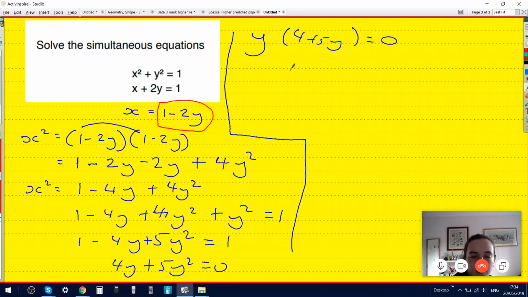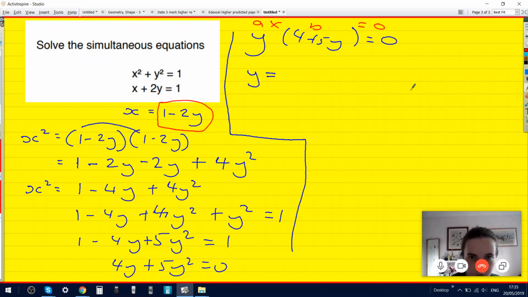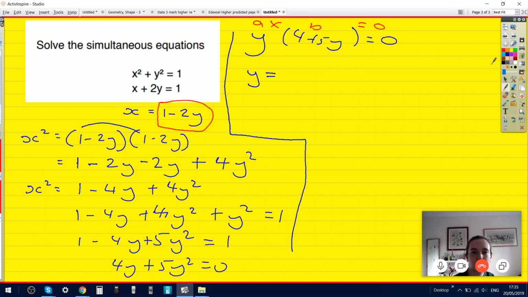Y equals. So two things multiplied to make 0. Oh, so wait. Well, y equals minus 4.